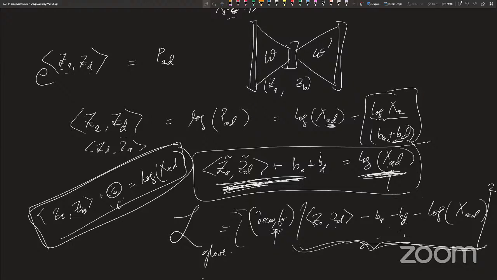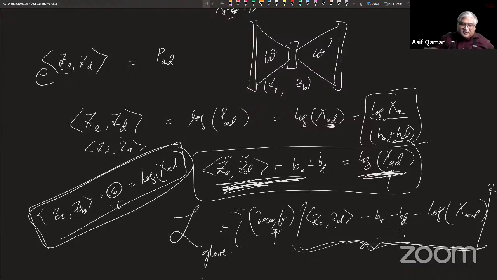Asif? Yes. For the loss function, should it be plus BA and BD? Oh my goodness, yes. Because I put plus here. Yes. Okay, I made too many mistakes. Good. Since you guys are catching it, it shows that you're understanding it. Very good.